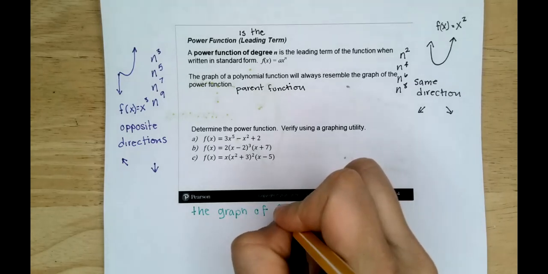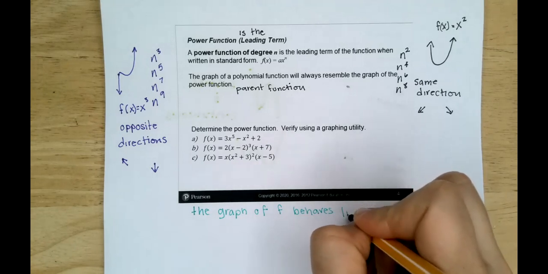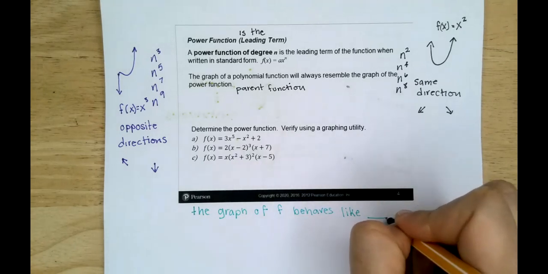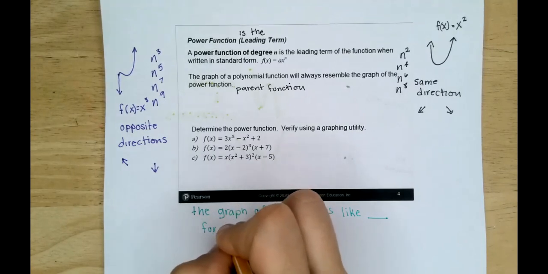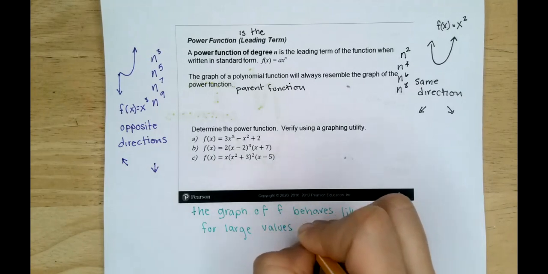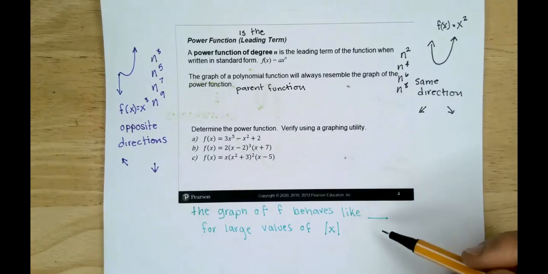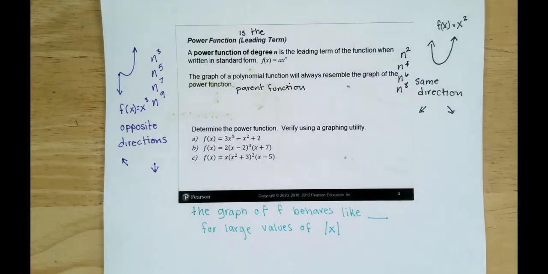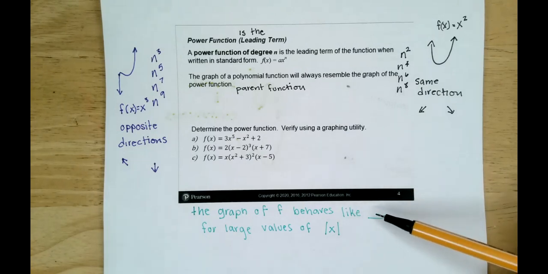the graph of f behaves like, and then they're going to give you a blank for large values of x, but we're going to call it the absolute value of x. So that's how it's going to show up, and they're going to want you to put in your leading term. Okay?